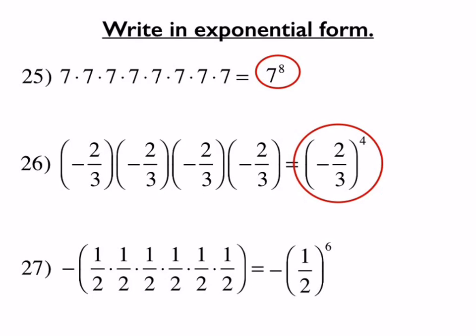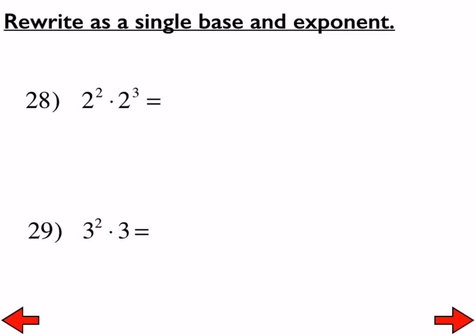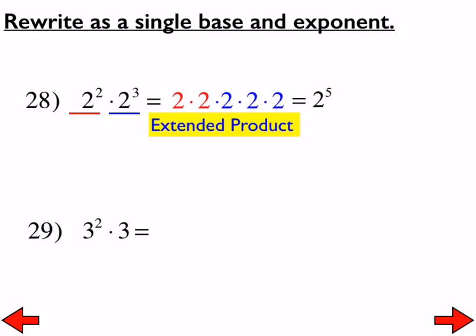All right, so the last block of problems kind of summarizes what we just talked about. So go ahead and do the last block of problems. Rewrite each as a single base and exponent. You don't have to write out the extended or expanded product. Just rewrite it with a single base and a single exponent. So I'm not worried about problems like number 28. Obviously, that is going to be 2 to the 5th power. And I did write out the extended product, so just to show you that's why it's 2 to the 5th.